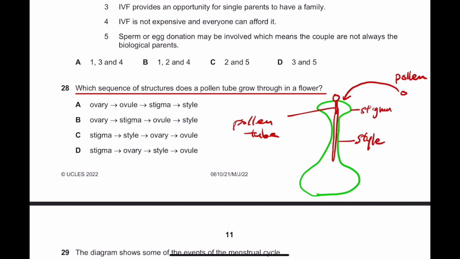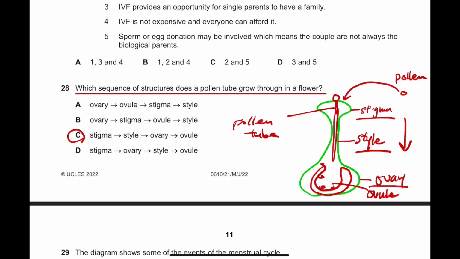style. And this is the ovary, which has ovule, and there are eggs. Okay. So looks like C is the correct answer. So you can see the pollen tube penetrates the style, but before the style, the pollen has to land on stigma. So stigma is the first one, and then goes to the style, and then goes into the ovary to reach the ovule. Okay. So the answer should be C for this one.